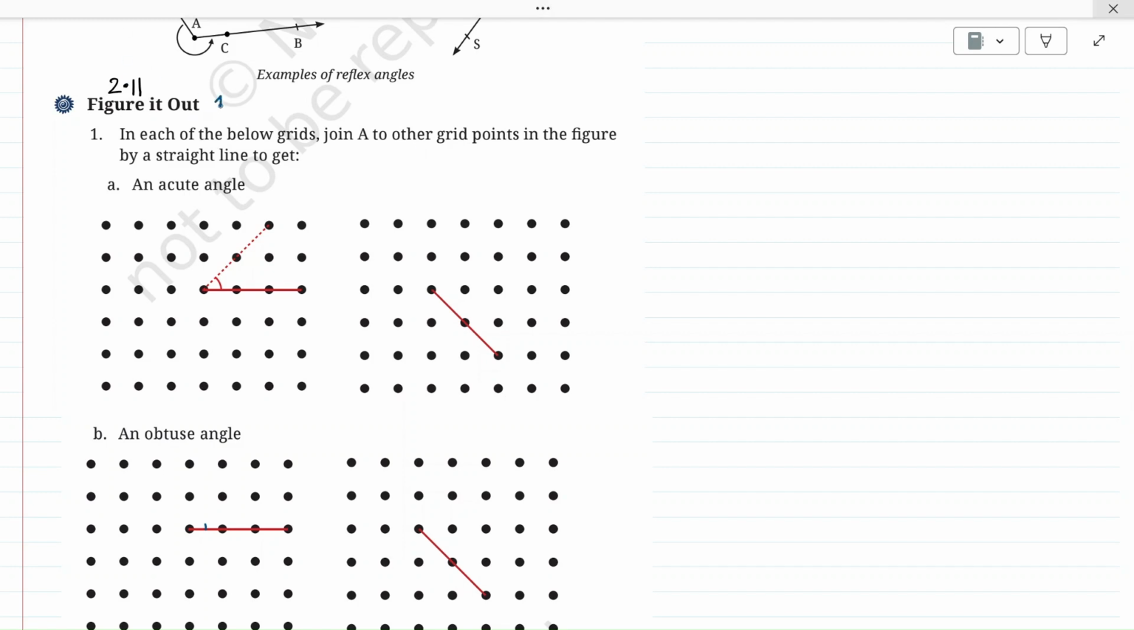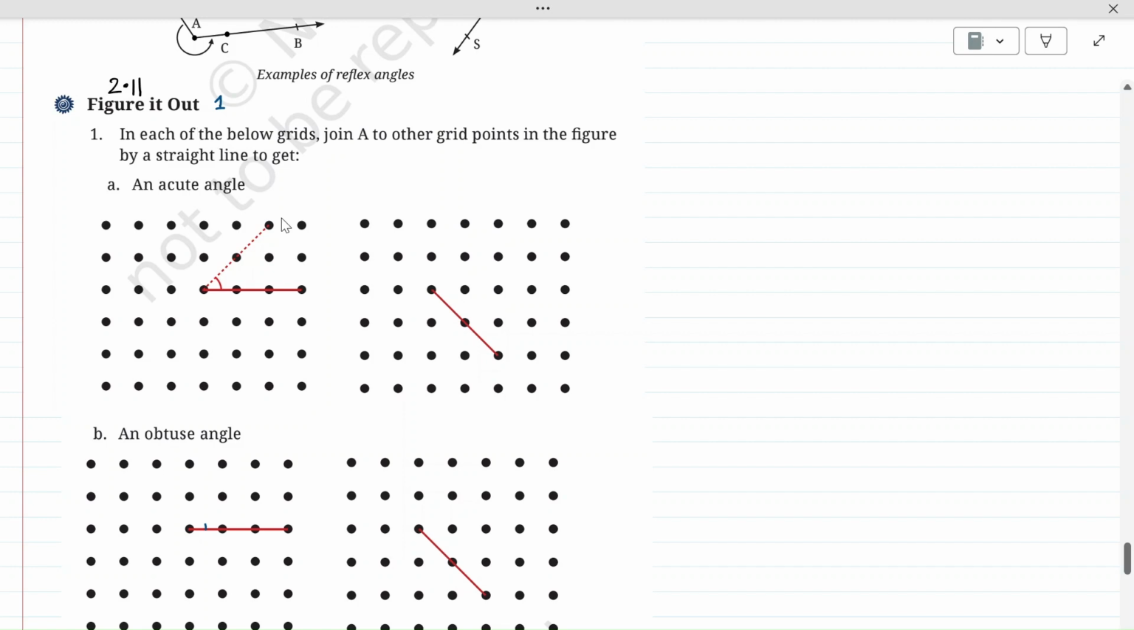So I am marking this as the first one. Let's see what the first question is. In each of the below grids, join A to the other grid points in the figure by a straight line to get acute angle, obtuse angle and reflex angle. So what it says is we have these grids given with these red lines. In part A we have to make an acute angle using these red lines.